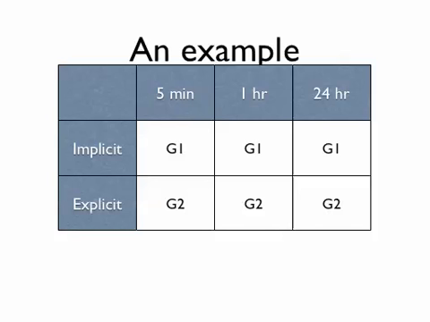So what we do here is we've got one group, we're going to do an implicit task, word fragment completion, whatever, for 5 minutes, 1 hour, 24 hours. And one more group, we're going to do an explicit task. Never the twain shall meet.